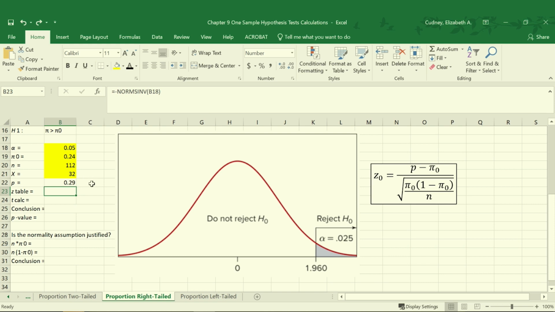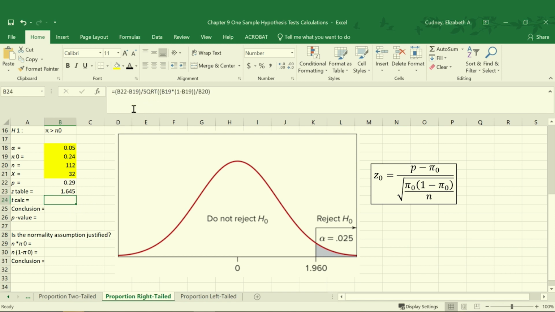So that's going to be useful in our calculation when we're dealing with proportions. For the z-table, we're going to calculate our NORM.S.INV for cell B18, which was our alpha value. And we're looking at the right-hand side. With this function, we'll have the negative in front of it. So negative NORM.S.INV for B18.